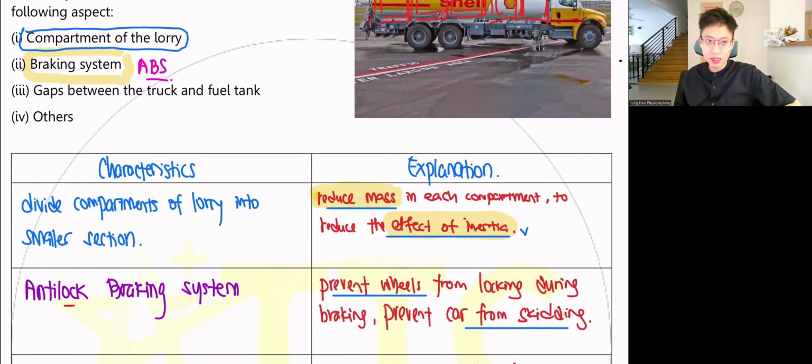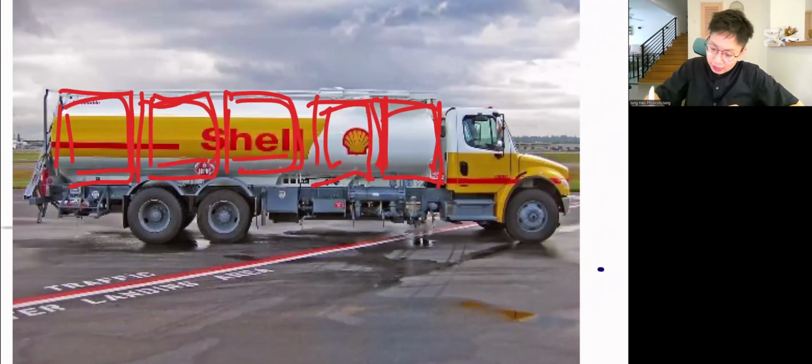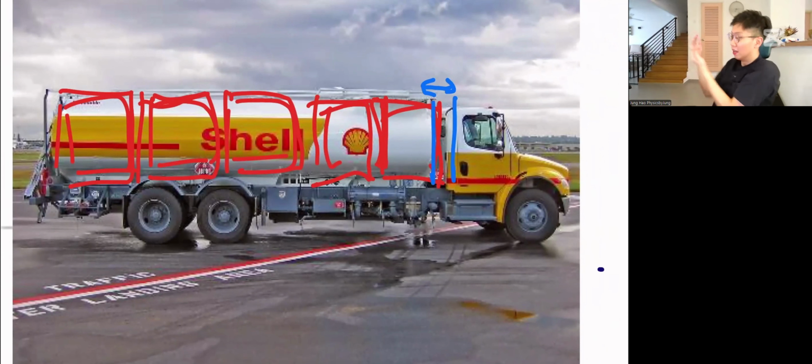Then number three. Come on, guys, what about the gap between the truck and the fuel tank? When they design this, do they want the gap here to be wider or smaller? I mean, bigger or smaller? Bigger. You don't believe, right? Go and see those normal truck lorries, the front part of the driver cabin and the tank, the gap is bigger.